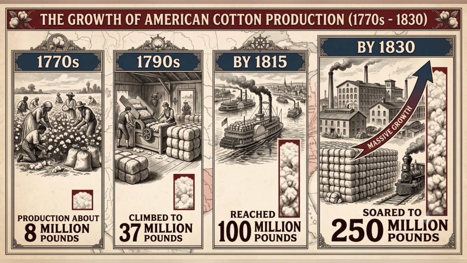To understand the scale of this explosion in cotton production, output rose dramatically over a short period of time. In the 1770s, production was about 8 million pounds. By the 1790s, it had climbed to 37 million pounds. By 1815, it reached 100 million pounds, and by 1830, it soared to 250 million pounds.